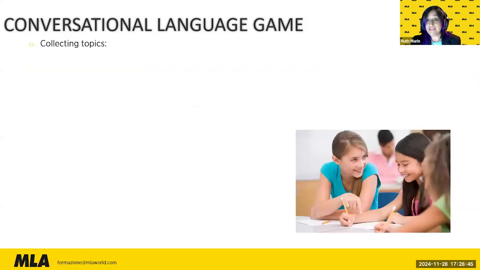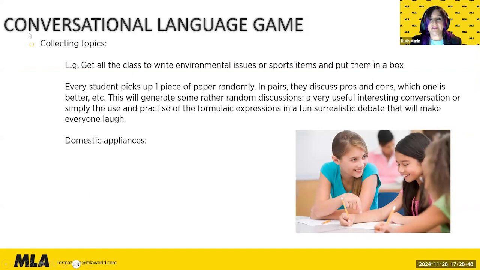Now you need to collect topics. So you can get all the class to write environmental issues or sport items to put them in a box. And this is really interesting because it activates their vocabulary again. So basically, they will put all this vocabulary that they know in a box, and every student picks up one piece of paper randomly from the box. In pairs, they discuss pros and cons, which one is better, etc.